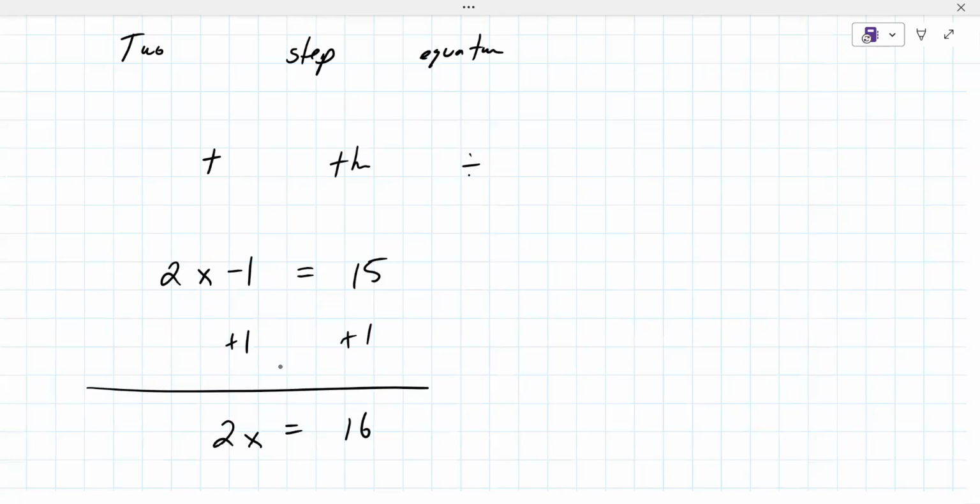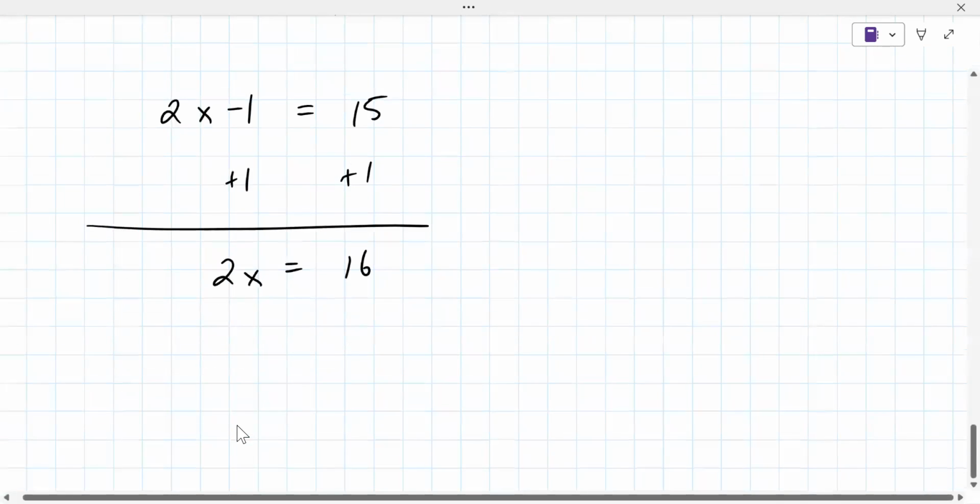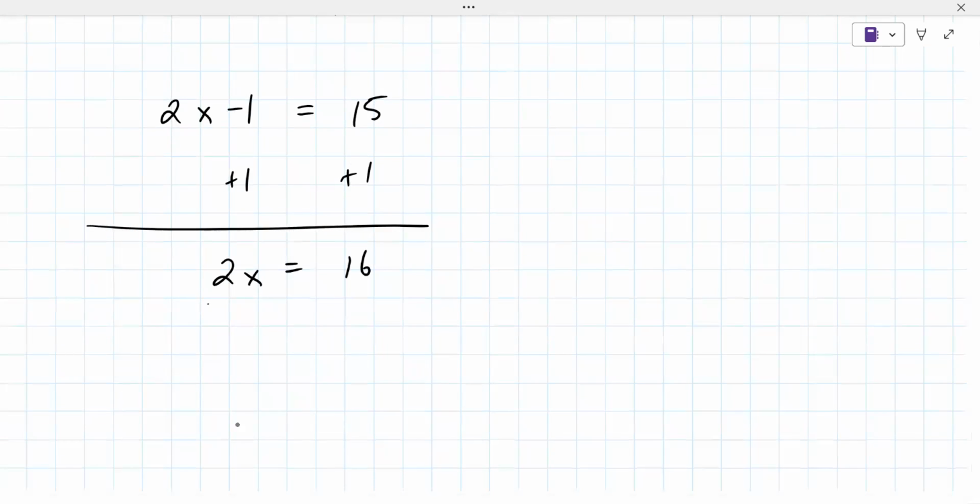Okay. And then the next thing you always do is divide. So what are you going to divide both sides by? If the answer is 8, what do you divide by? Two. So x equals 8. So this is what a two-step equation looks like. That's one example. I'd recommend writing this one down.